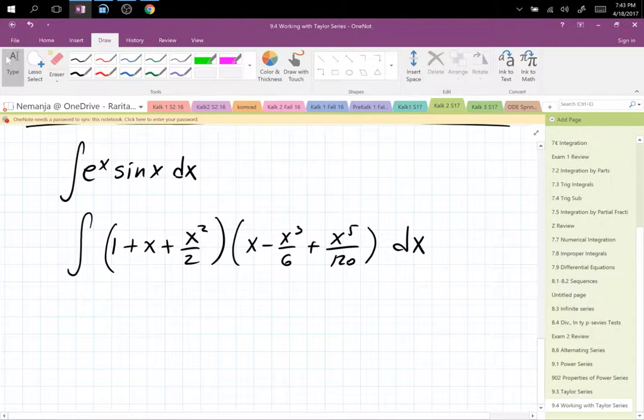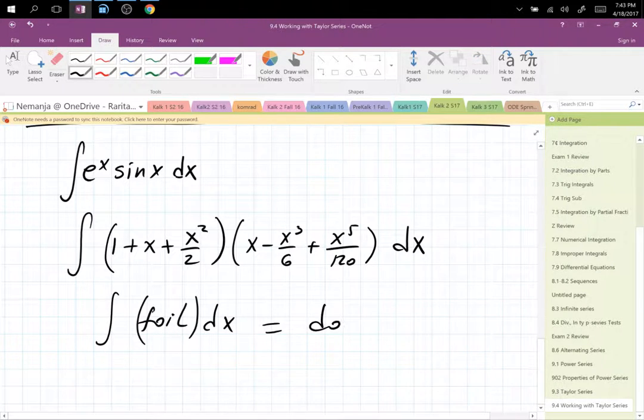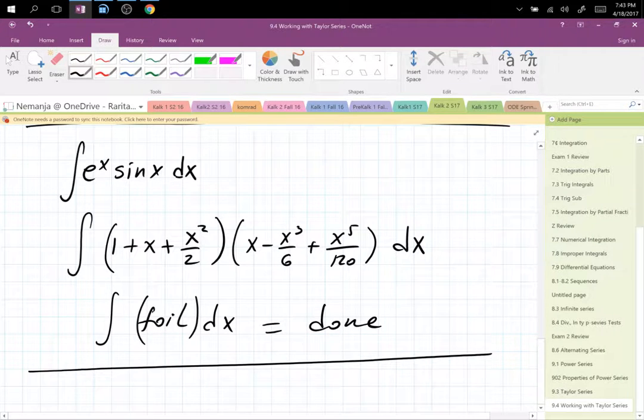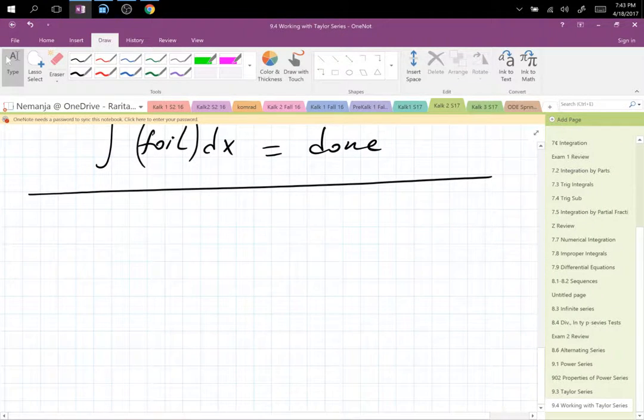Also, very important, so just now foil dx and equal to done, right? There we go. See, that's how you do these problems. All right.